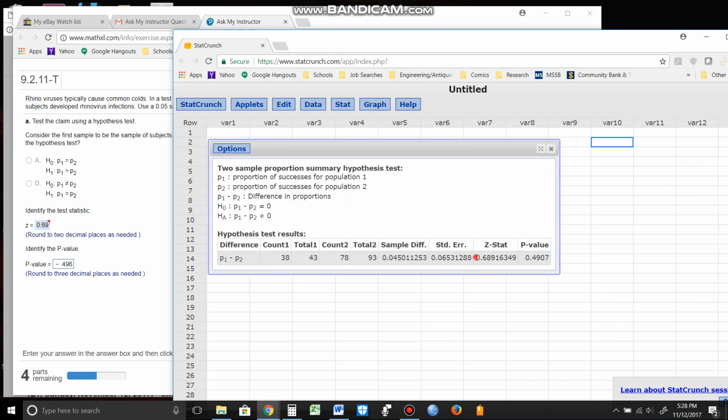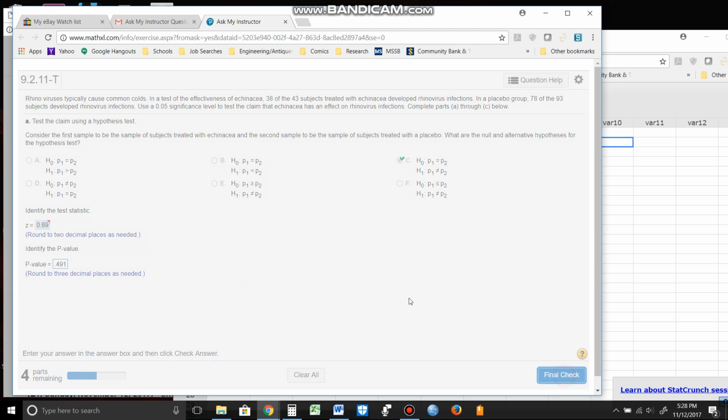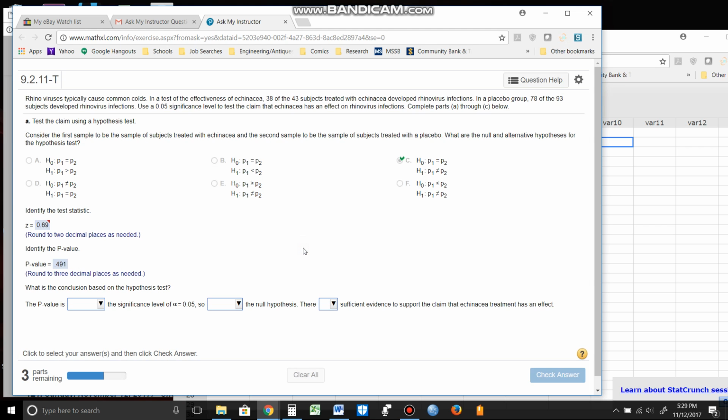And right here is my p-value and my test statistic, my z-stat, and the p-value is reported right here, 0.4907. So to 3 decimal places, that's going to be 0.491. Let's check that out. And now it's time to make my decision.